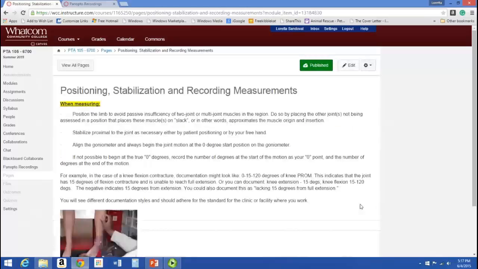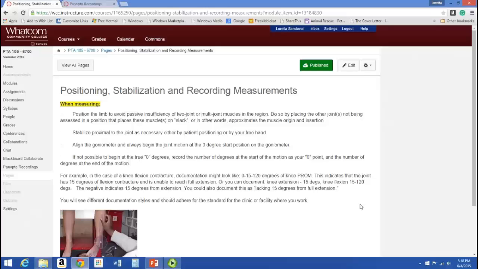Okay, so we talked a little bit about positioning. We want to position the limb to avoid passive insufficiency of two-joint or multi-joint muscles. We want to put the patient in a position where those two-joint or multi-joint muscles are on slack. So, for ankle dorsiflexion, you're going to have the knee flexed, so you put the gastroc on slack. That's our example. We're going to stabilize proximal to the joint as necessary, either by the way you position the patient or by your free hand.